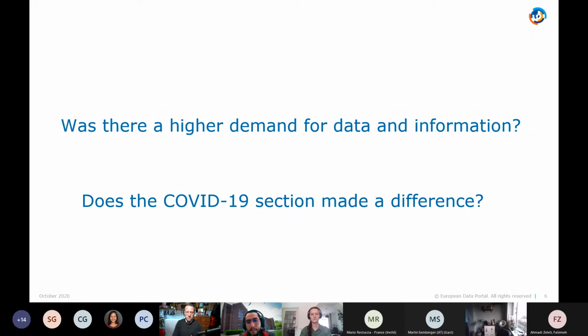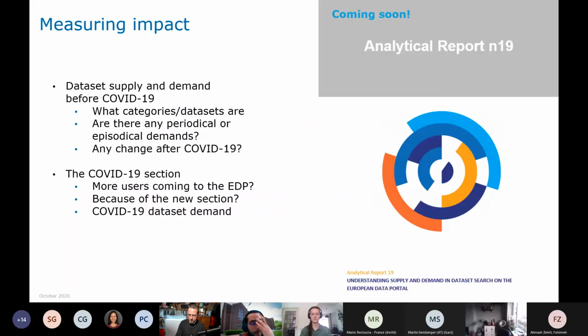Okay, so after doing all that, we wanted to check: was there really a higher demand for data and information about COVID-19? And did the COVID-19 section make a difference on this? We wanted to know if this effort really paid off and fulfilled the expectations of the users, and this hypothesis that we have that there will be a higher demand for information and datasets about this topic. So we measured the impact that this had in a quantitative way.